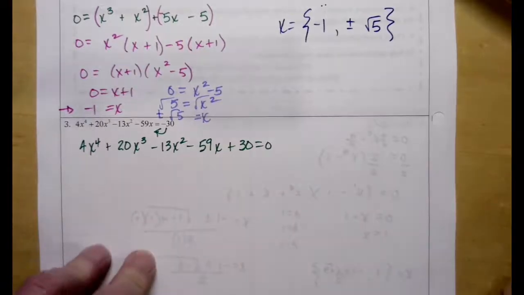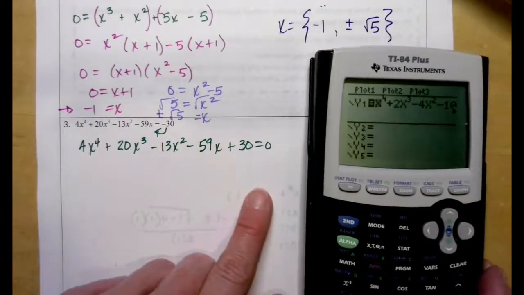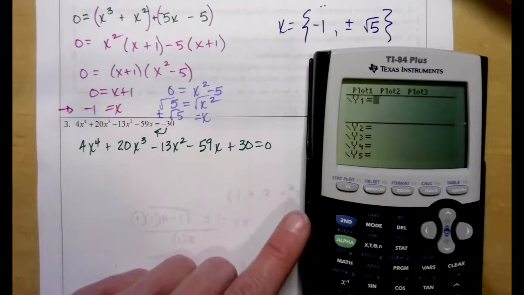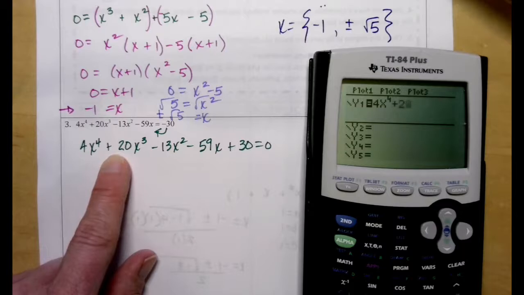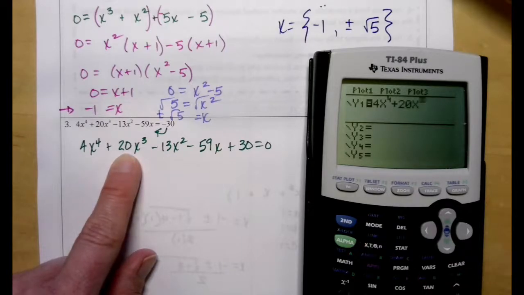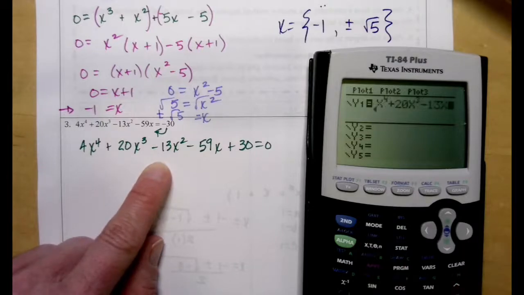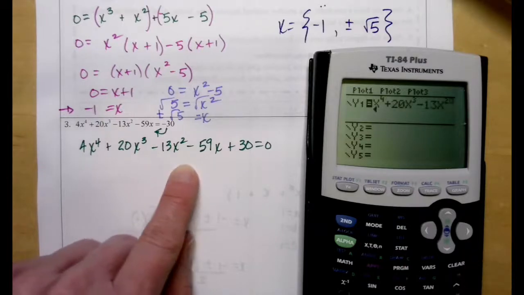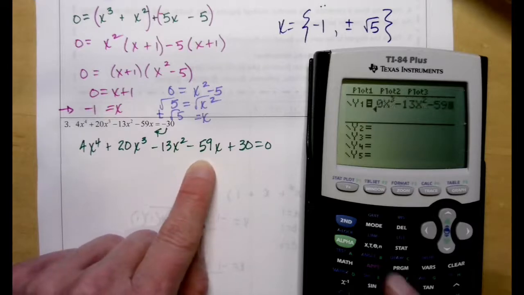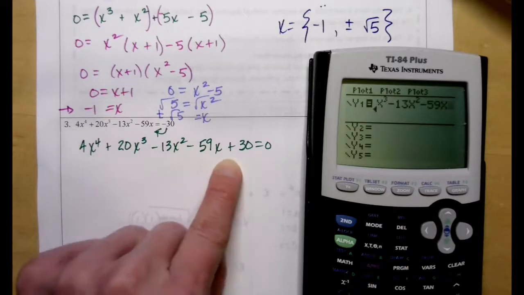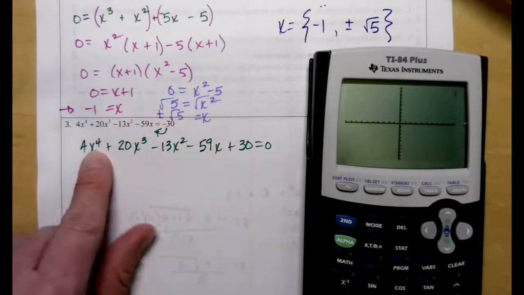All right, let's pop over to the graphing calculator and see if we can find one of the zeros. So I have 4x to the fourth plus 20x cubed minus 13x squared minus 59x plus 30. All right, so I'm going to take a look at that graph. It's another quartic.